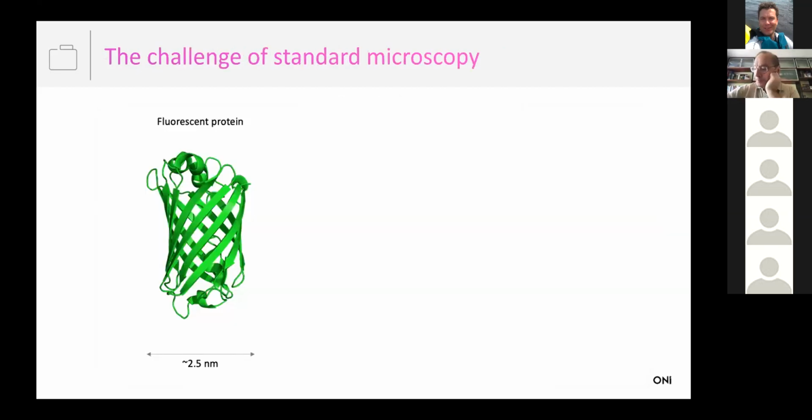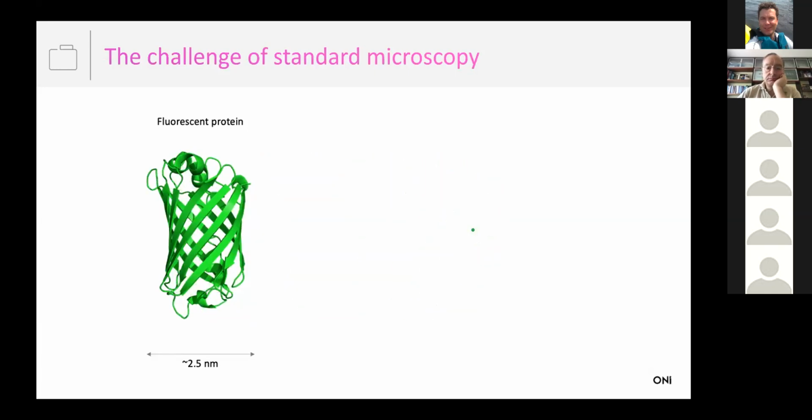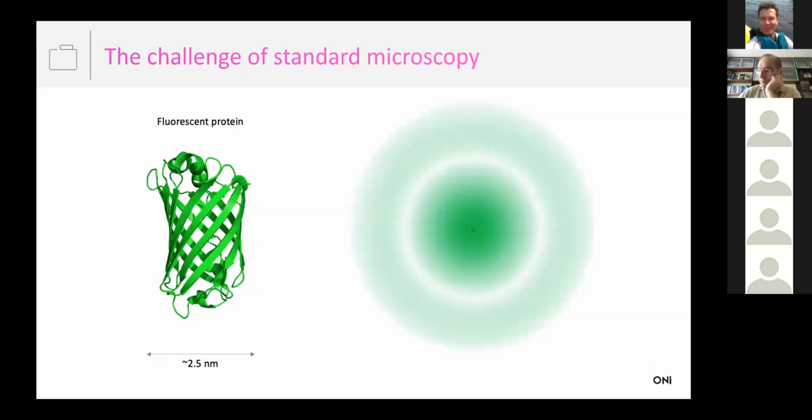Let me briefly explain the reason for this resolution limit. If we take a single fluorescent molecule, such as a fluorescent protein that is in its entirety around 2.5 nanometers in size, when we look at this under the microscope, the light emitted from this fluorophore travels through the objective lens and it diffracts. What we actually see is a large blurry spot, at best somewhere around 250 nanometers in diameter, so it's almost 10 times the size of the original fluorescent protein.